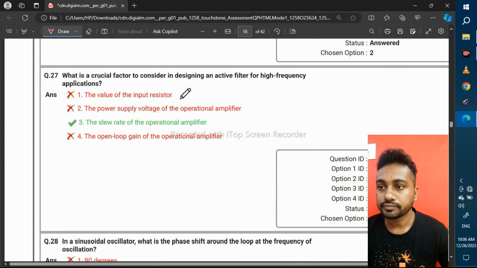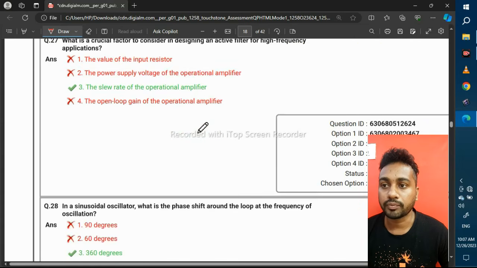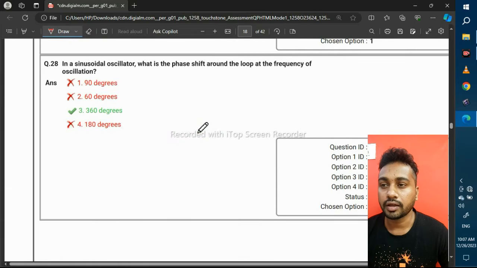What is the critical factor to consider in designing an active filter for high frequency application? So it is related to slew rate. Okay, so the slew rate of the operational amplifier, option 3 is the right answer.